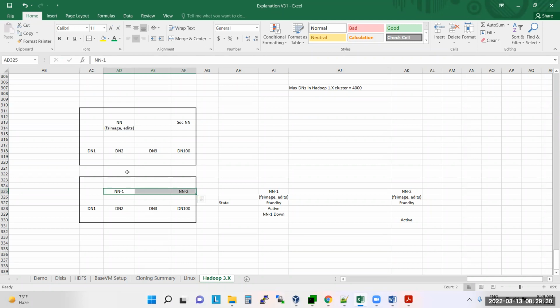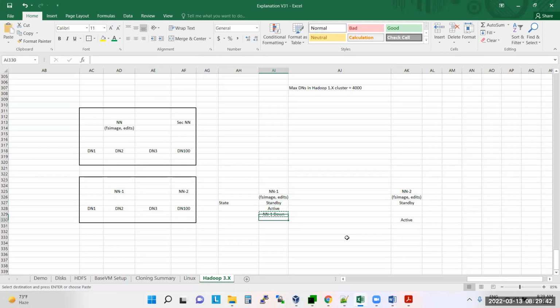Okay, so here I got two name nodes. I'm not seeing the characteristics. Both are having FS image and edit log stored here.